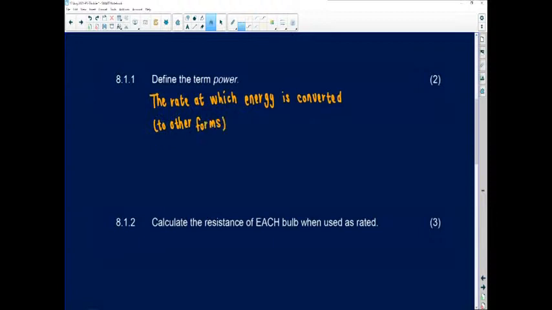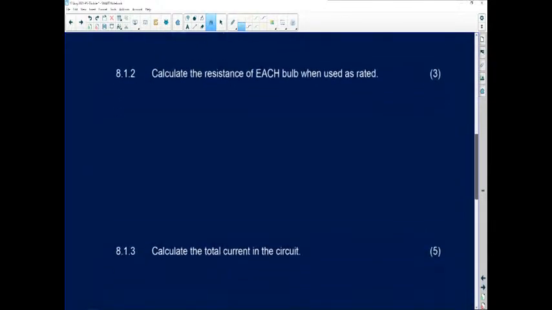To other forms in a circuit. And that is it. That is 2 marks for you. So it is the rate at which energy is converted to other forms in a circuit, and that is what power is. So number 8.1.2 says we must calculate the resistance of each bulb when used as rated.